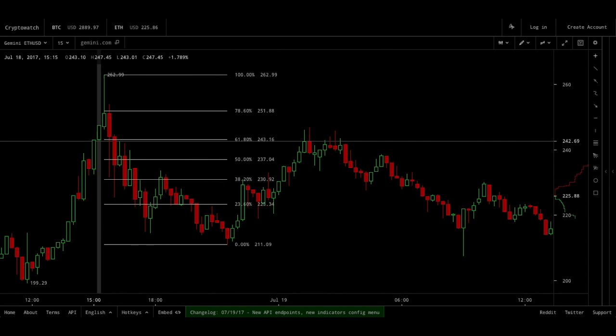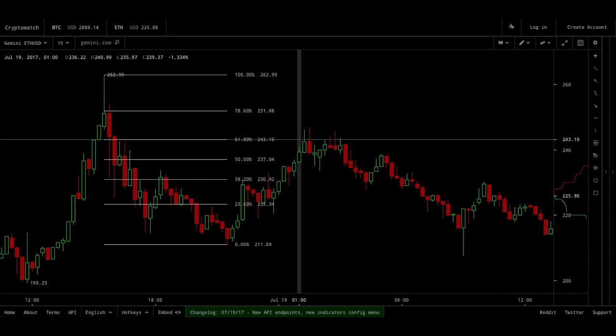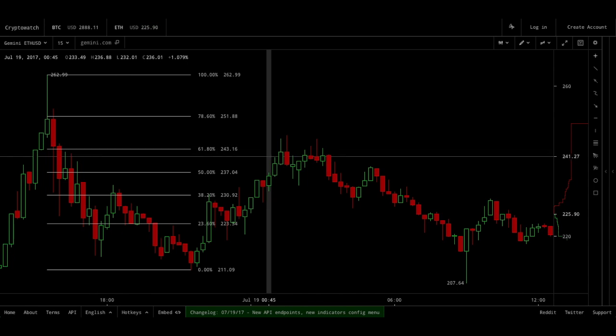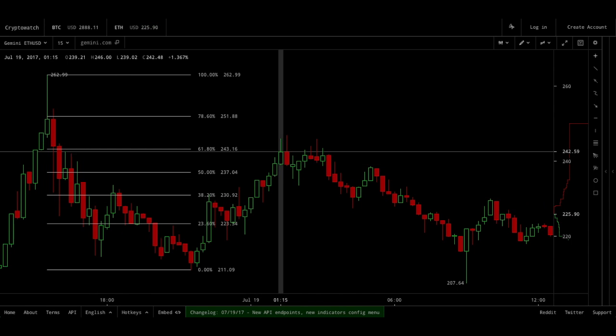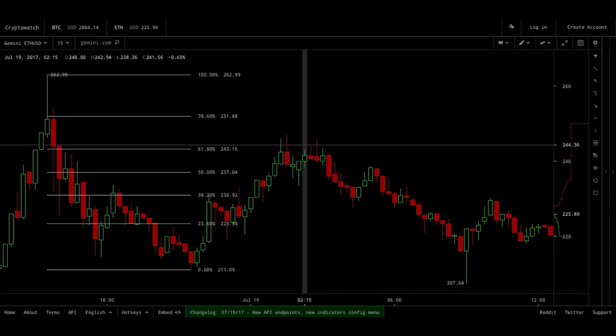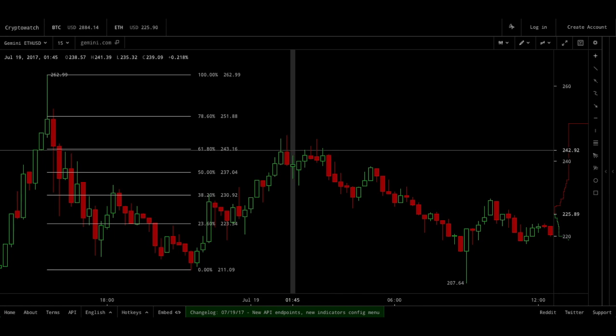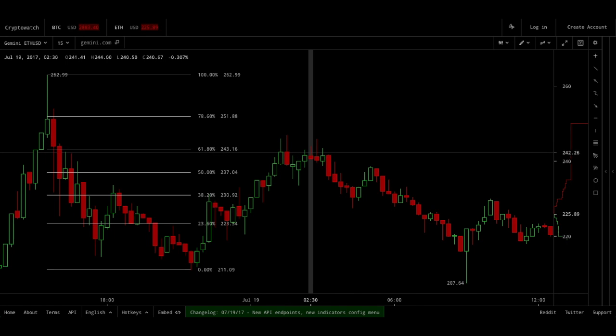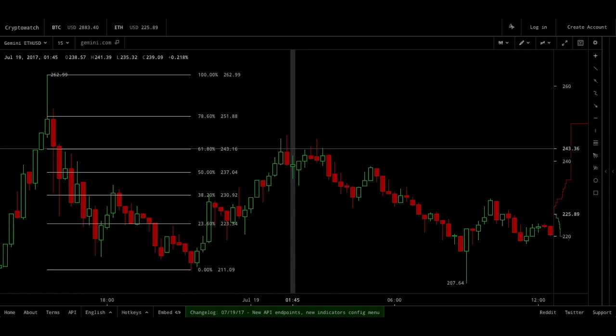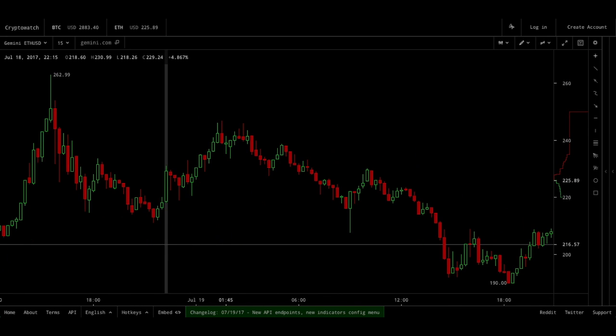So if I had bought around here at 243, I would probably want to sell again at 243 right here at the 61.8 retracement. And if I was in the market and I had seen all these tails right up here, meaning that this is probably the highest that the market will go for some time, I would have gotten out right here, simply just looking at the retracements.